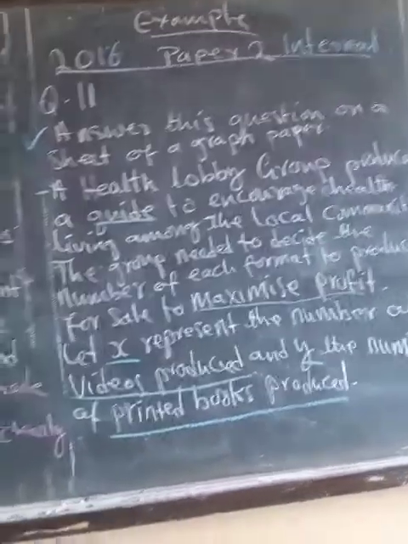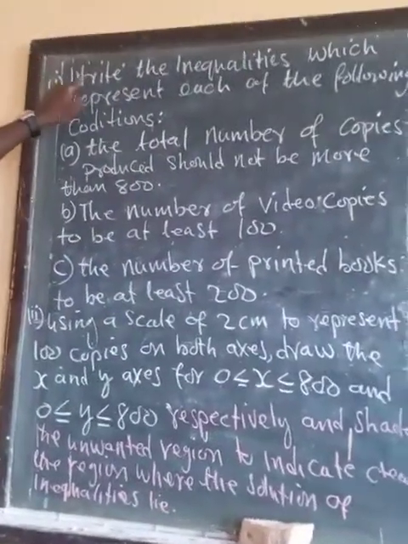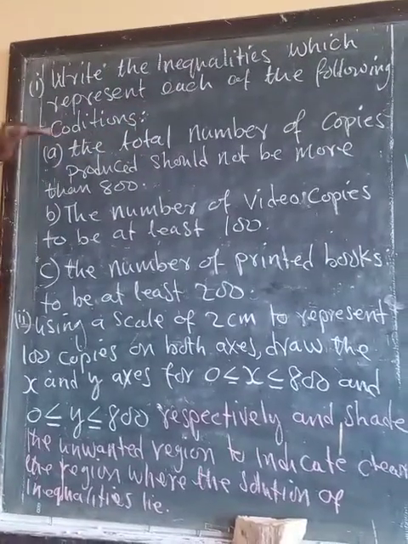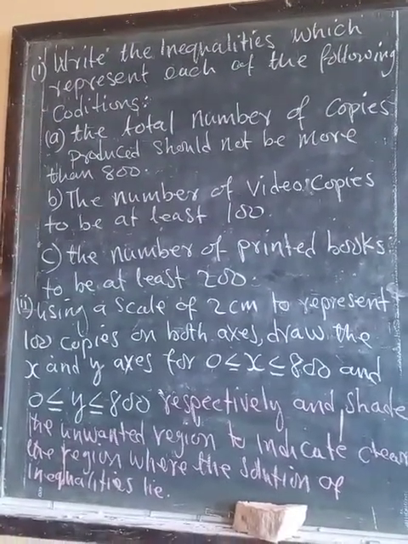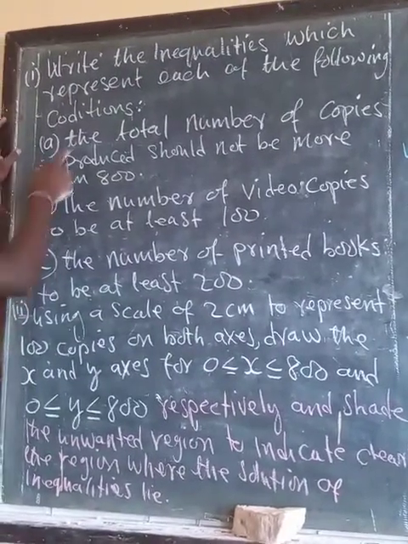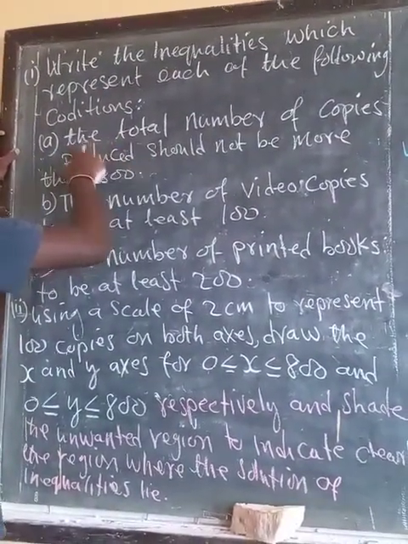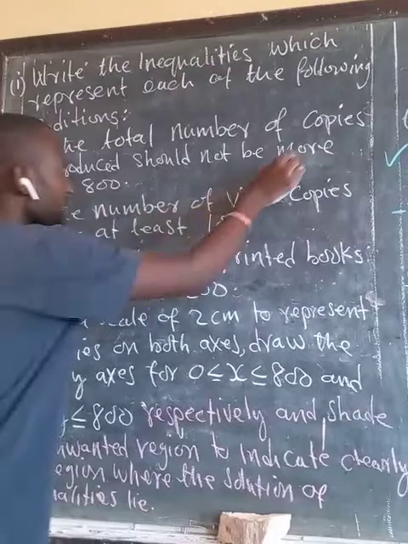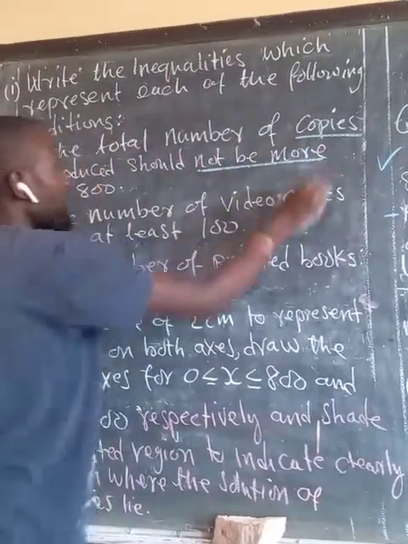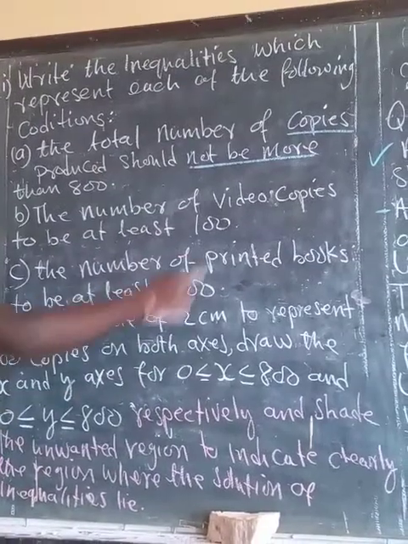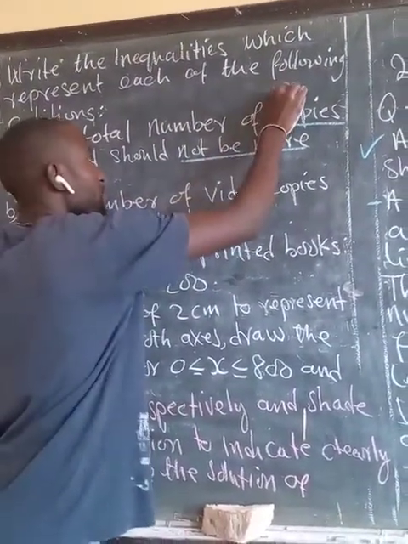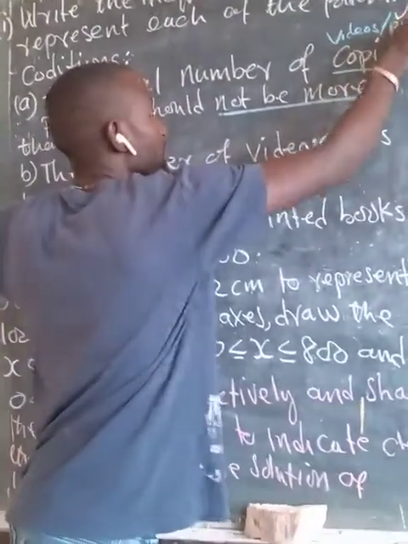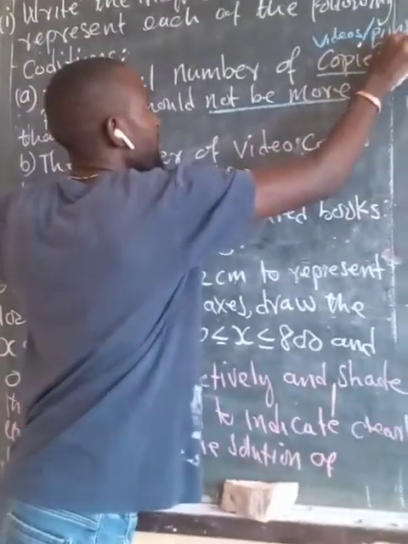The question comes here, next board. It's saying, question 1, write the inequalities which represent each of the following conditions. Where are the conditions? Here are the conditions. Condition number 1, A: the total number of copies produced should not be more than 800. So the keywords are produced and not be more than. These copies are simply the videos and the printed books.